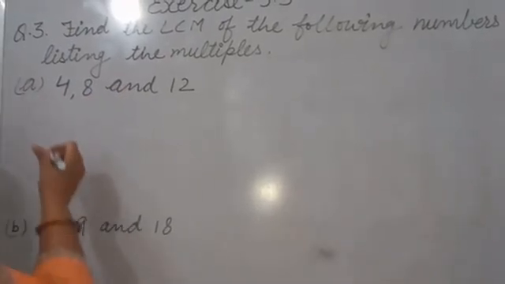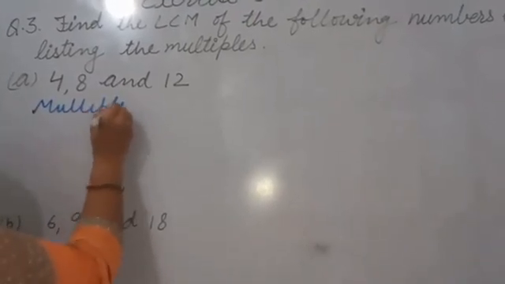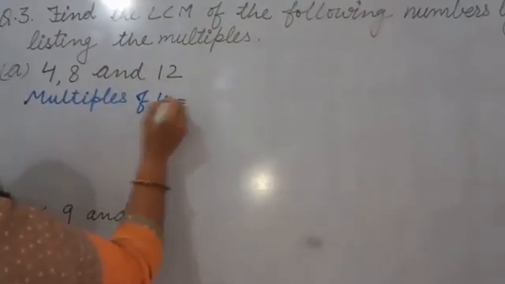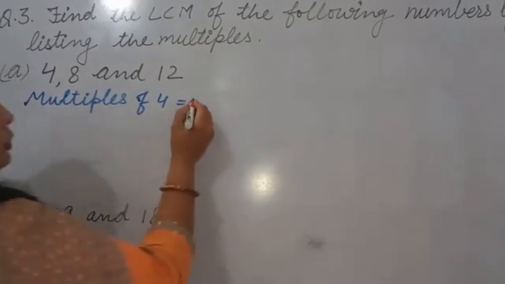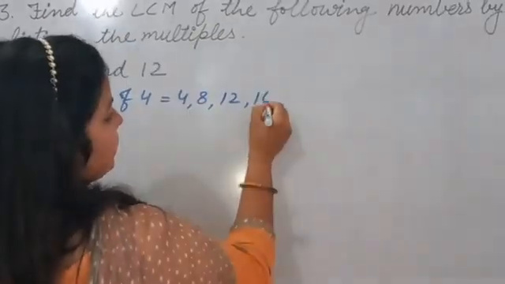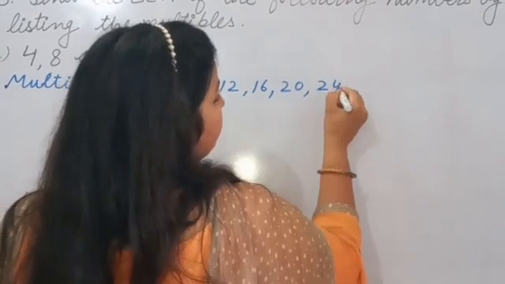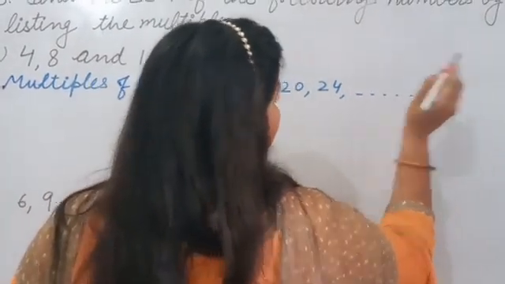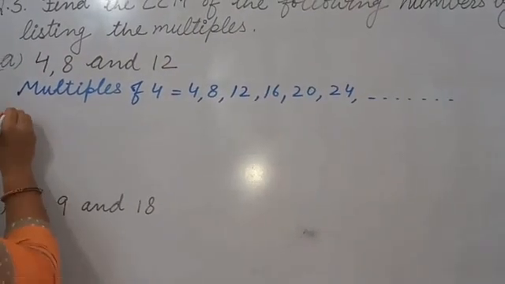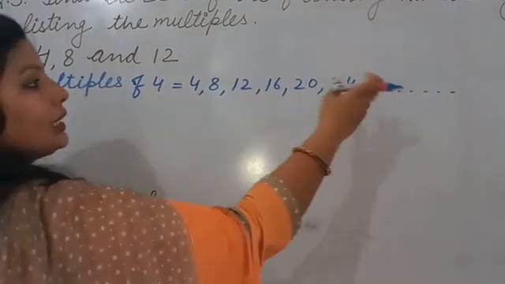So first of all we write the multiples of 4. So we should write the table of 4. 4 1s are 4, 4 2s are 8, 4 3s are 12, 4 4s are 16, 4 5s are 20, 4 6s are 24. We can leave the rest because till here we can get the common. Next, multiples of 8. If we require more, we can increase later on.